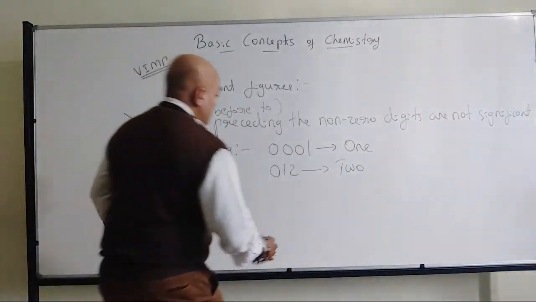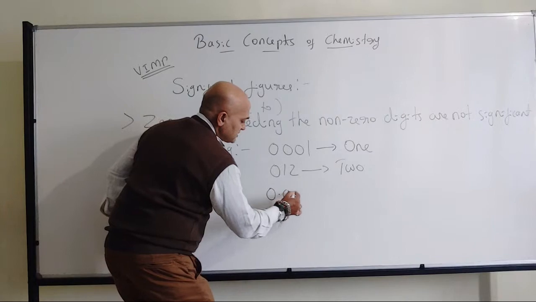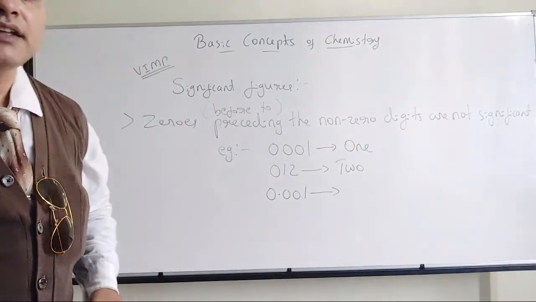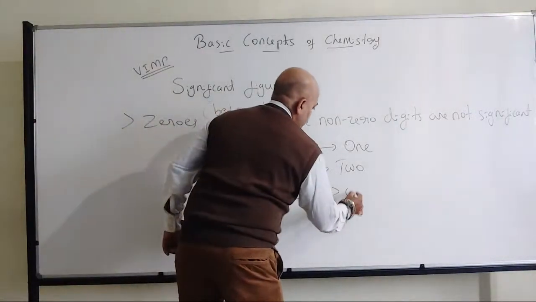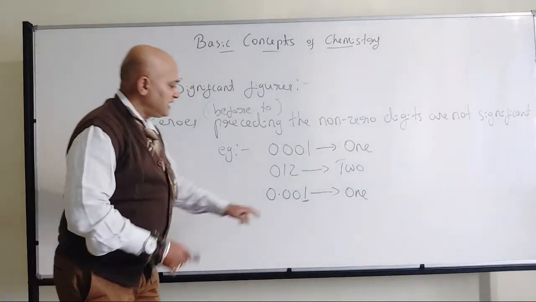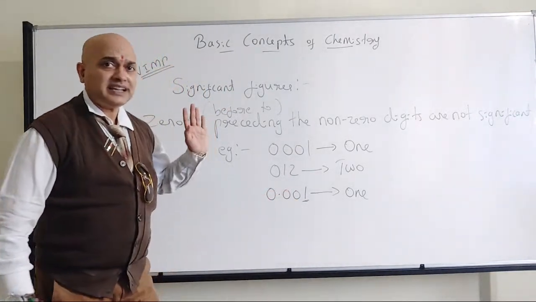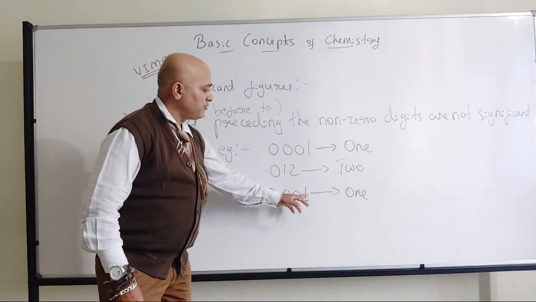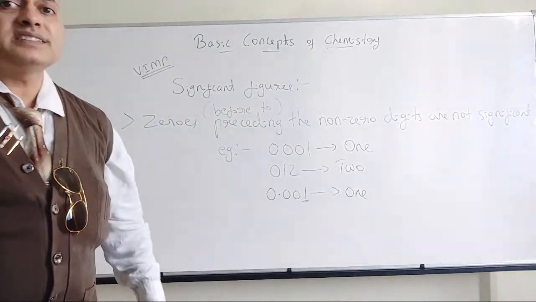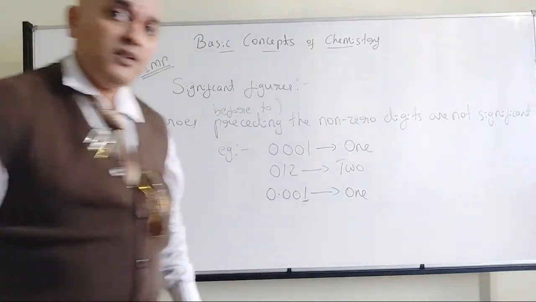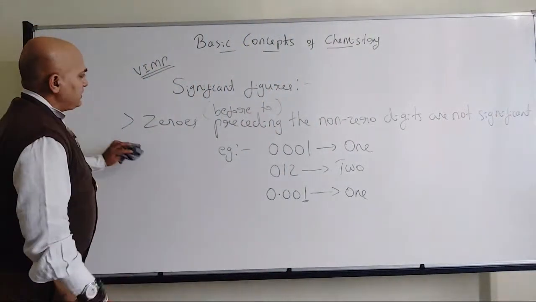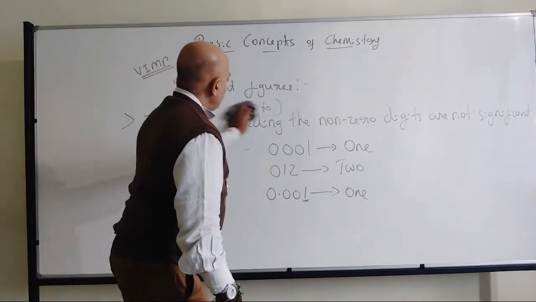Fine. So now even if I write 0.001, how many significant figures will be there? Once again it is 1 only, because whether a decimal point is there or not, that is secondary. These zeros are before the non-zero digits, therefore it should be 1 significant figure. Fine? All of you have understood? So this is one point. Another important point. We will come to the next one.